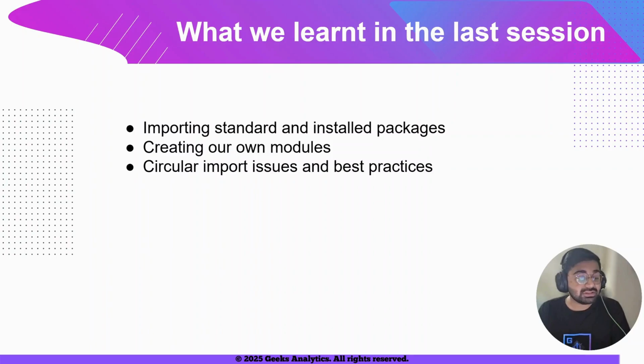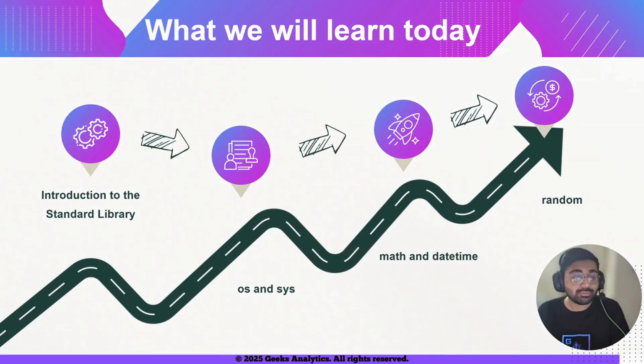Now we will see five important basic modules that come built in when you install Python. The Python standard library is a rich set of modules designed to solve common problems. Today we will explore five widely used modules: OS, SYS, Math, Datetime, and Random. These are essential modules for scripting, automation, running certain simulations, and analysis.